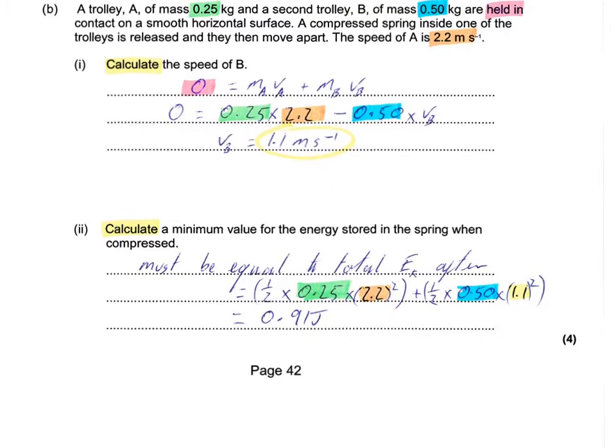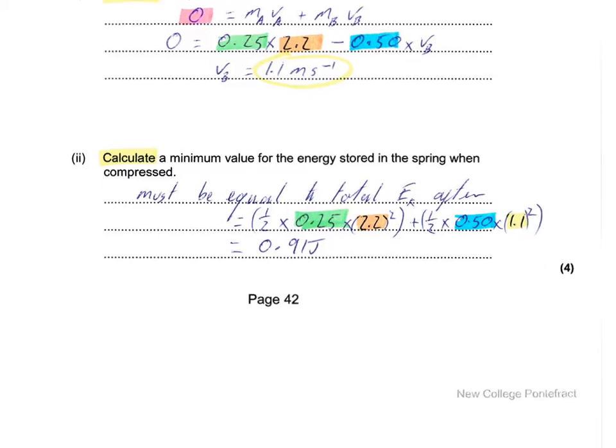We're also asked to calculate a minimum value for the energy stored in the spring. So I'll first look at this question and think, oh, energy stored in the spring, I've got to be looking at a half Fx. But actually no, because the energy stored in the spring is getting converted to kinetic energy. So what I've got to do is to work out the additional kinetic energy we've got afterwards. Now again, we've got 0 kinetic energy before, so that is just equal to the kinetic energy we've got afterwards. So I work out the kinetic energy for A using its mass and velocity, the kinetic energy for B using that velocity we've just worked out, and I end up at 0.91 joules.